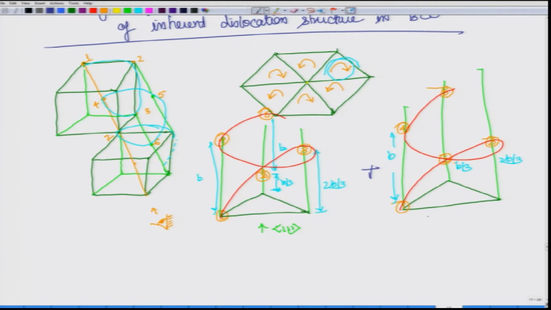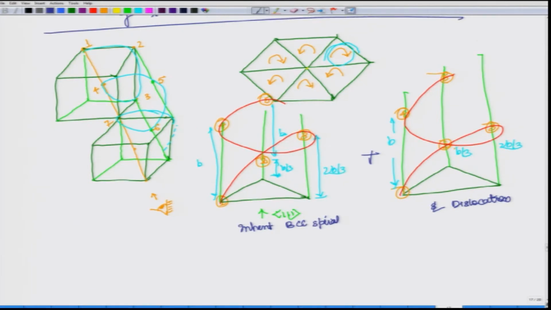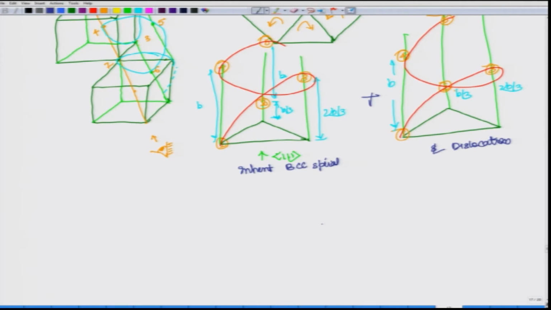So, let me keep this label, this is a screw dislocation, and this is the inherent BCC spiral. So, this is not a dislocation, remember this is just a spiral inherent in the BCC structure. And when you combine these, let us say if these two come together, this is the screw dislocation, this somehow happens to fall in this one, what will happen? This particular position would remain like this, but here it is b by 3 and this is b by 3. So, this one will get displaced by another b by 3.